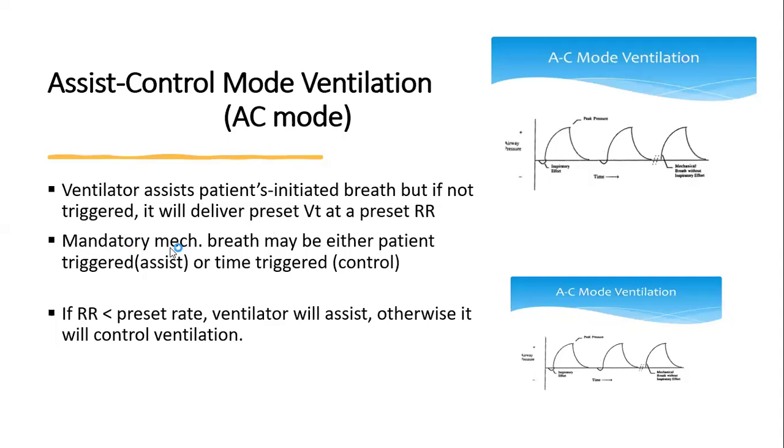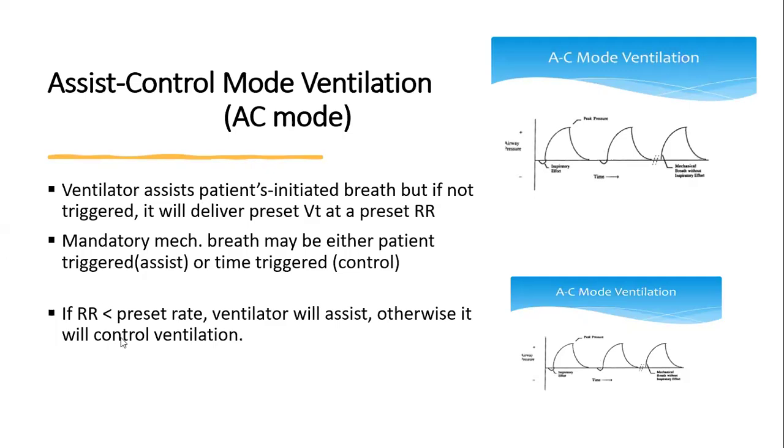Like I said, a mandatory mechanical breath may be either patient triggered or time triggered. So if the patient is able to generate -2 centimeters of water pressure, that is the triggering we're talking about. We set the trigger, and when the patient generates -2 centimeters of water pressure, the ventilator boosts it. But if that does not work, we wait for maybe 1 to 2 seconds, or 1.5 seconds. If the patient does not initiate any breath within that time, the ventilator goes ahead to deliver it.